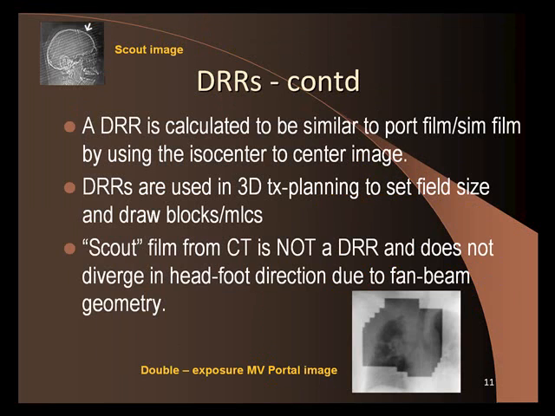Okay, so that's a DRR. So again, a DRR is calculated to be similar to port films or sim films by using isocenter to center the image. DRRs are used in 3D treatment planning to set the field size and draw blocks and multi-lead collimators.